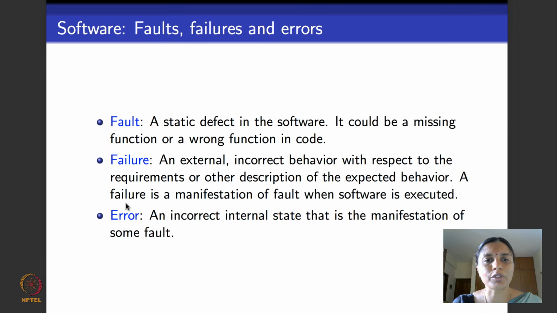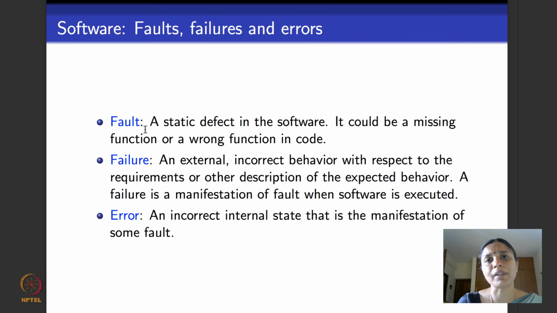You might have heard of a lot of these terms: faults, failures, errors. What do they mean, right? So what is a fault? A fault is considered to be a static defect that occurs in software. A static defect in the sense the defect that occurs as a part of the software, not a defect that occurs when the software is executing. So this defect could be a function that was wrongly written, a function that was not written at all. It could be any of these, right?